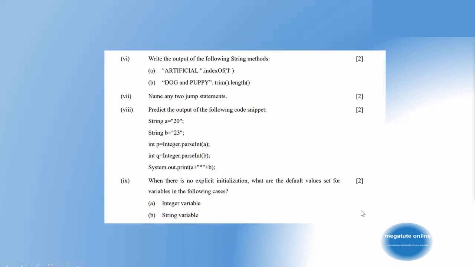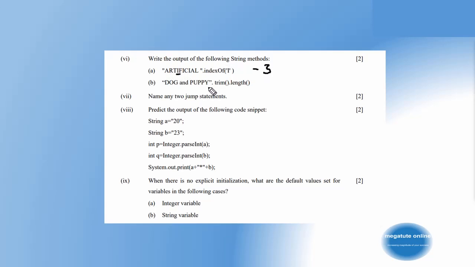Write the output of the following statement: string artificial dot indexOf I. Now indexOf I takes the first index of the character which has been put in the parameter, here I. So I stands at 0, 1, 2, 3. At third position. So the answer is 3.